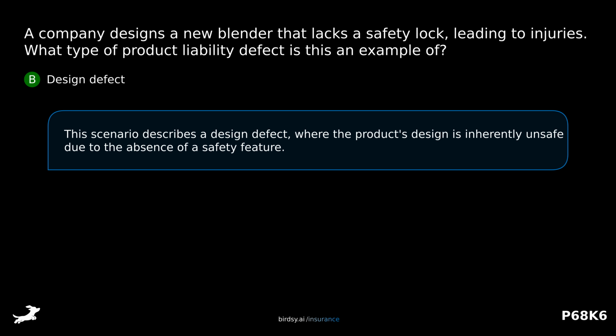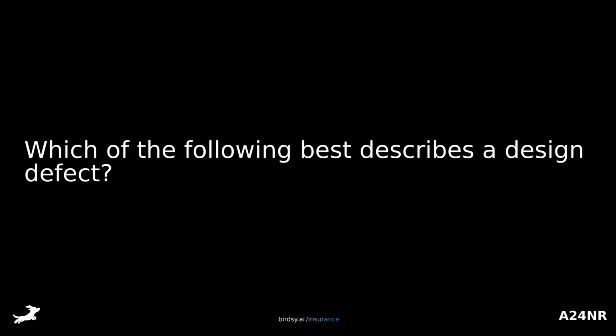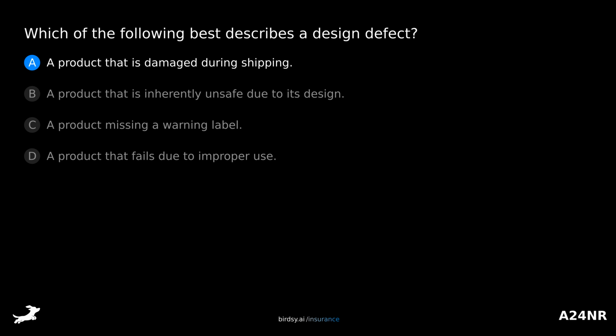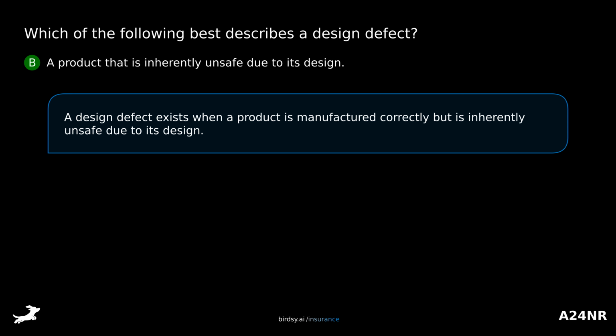a safety feature. Which of the following best describes a design defect? Is it A, a product that is damaged during shipping, B, a product that is inherently unsafe due to its design, C, a product missing a warning label, or D, a product that fails due to improper use? The answer is B, a product that is inherently unsafe due to its design. A design defect exists when a product is manufactured correctly but is inherently unsafe due to its design.